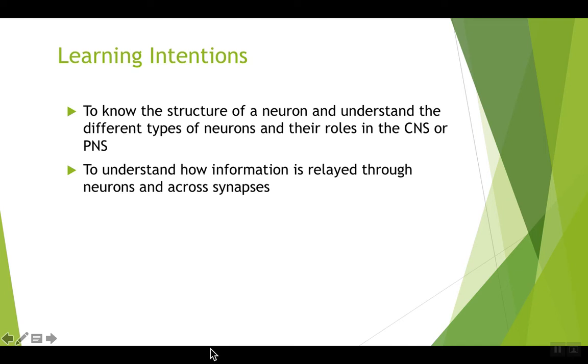The nervous system, part 4. Now we're going to look at the structure of the nerves in more detail, and we're going to look at how nerves talk to each other, which is across gaps that we call synapses.